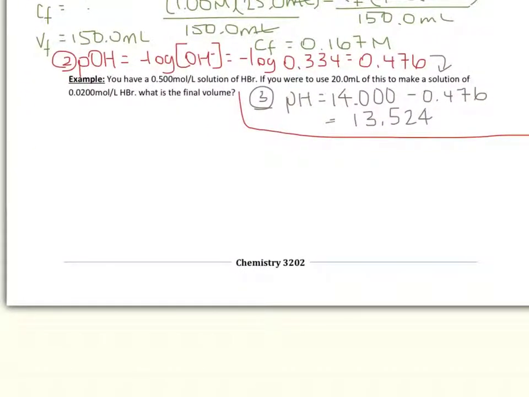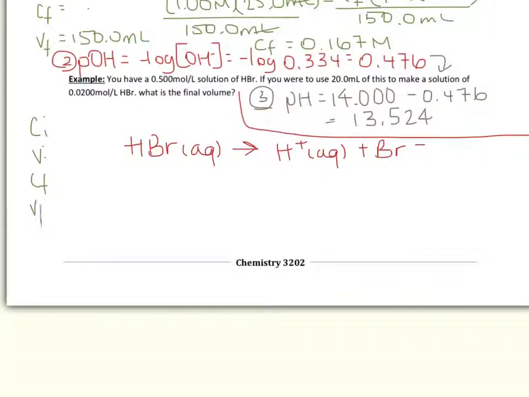You have a 0.5 molar solution of HBr. If you were to use 20 milliliters of this to make a solution of 0.02 molar hydrobromic acid, what is the final volume? Recall that HBr, or hydrobromic acid, is a strong acid that just dissociates out into H positive and Br minus. We'll also write out CiVi, CFVF off to the side.